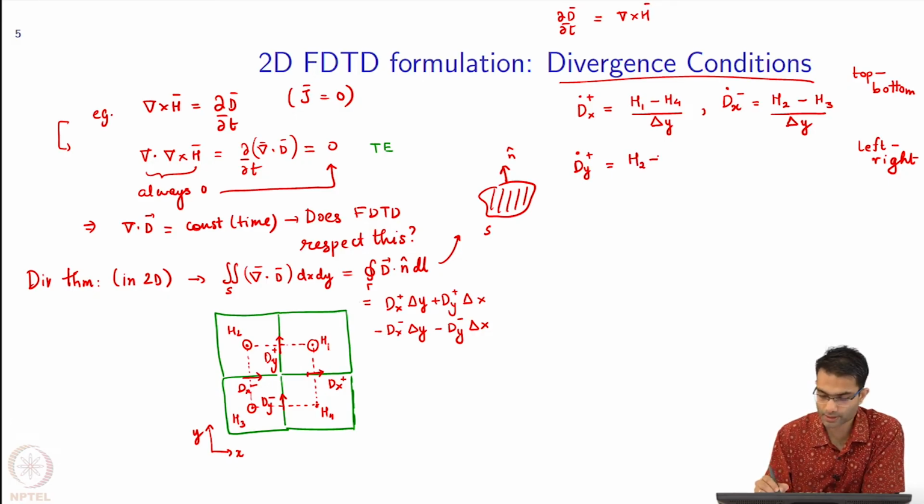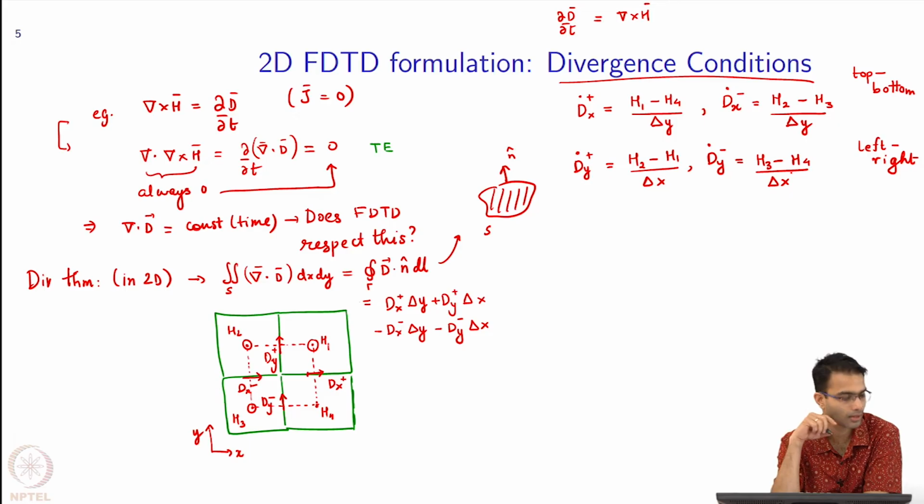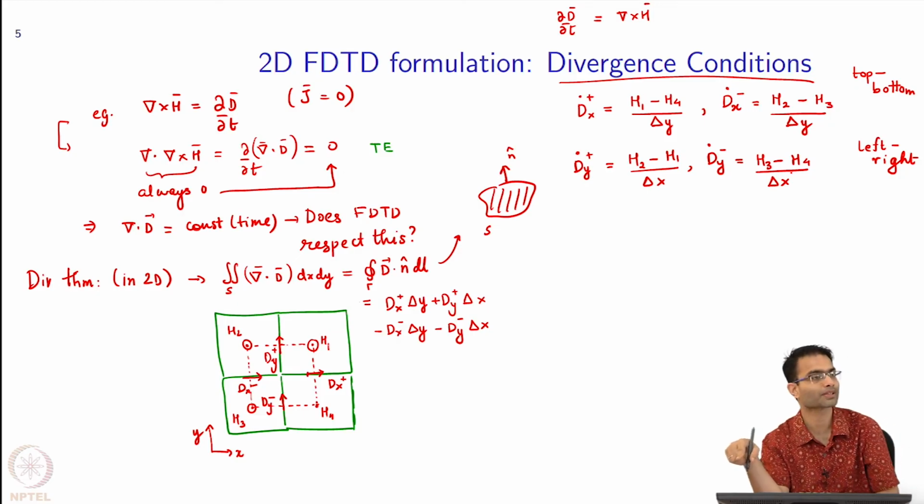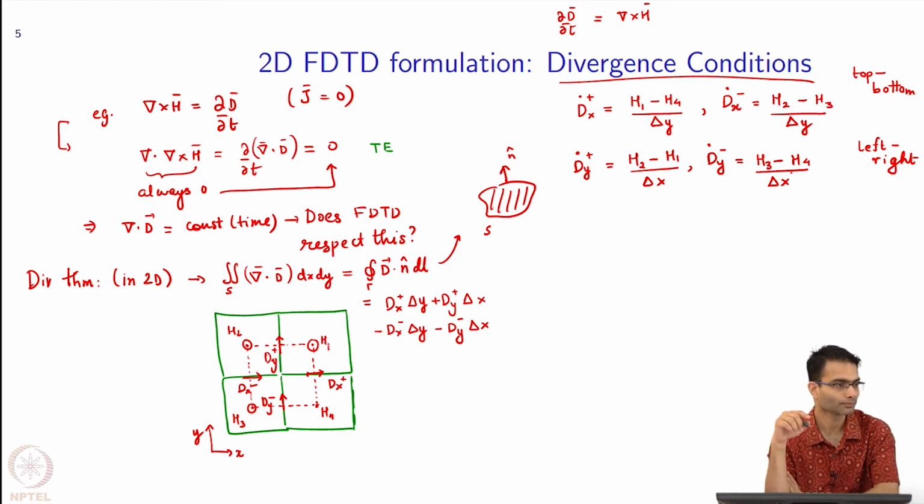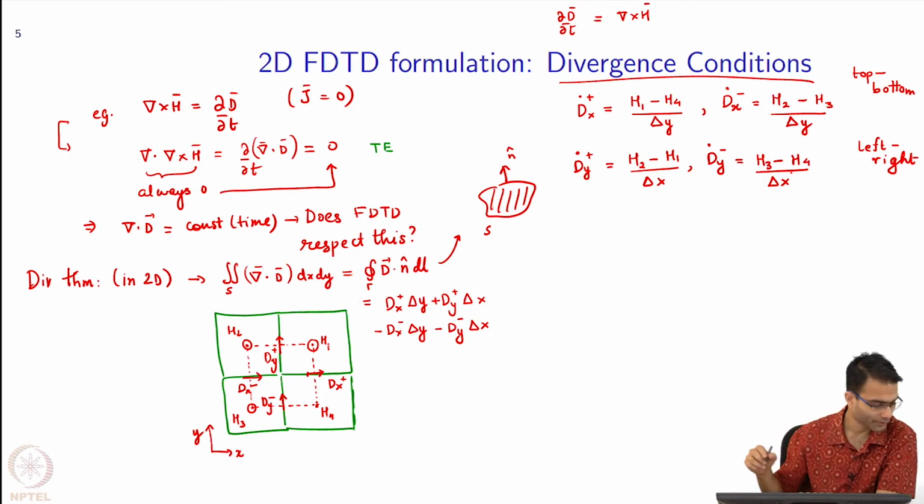h2 minus h1 divided by delta x. dy minus dot will be left minus right, so that is h3 minus h4 divided by delta x, correct? There will be a minus sign, so it will be h1 minus h2. No, we have taken that minus sign into account and therefore come up with this left minus right. That minus sign is absorbed. You can just go back and look at your notes.